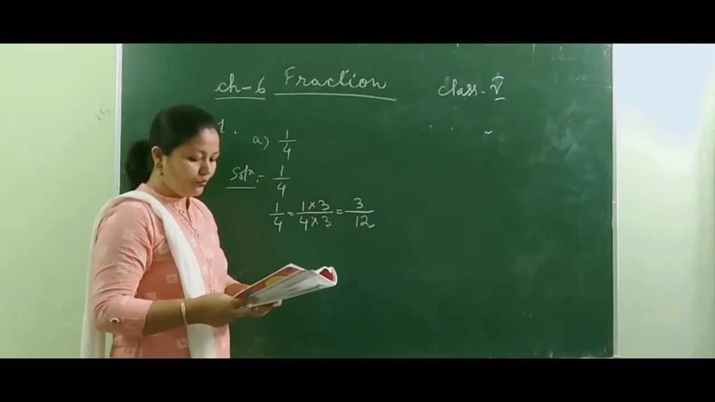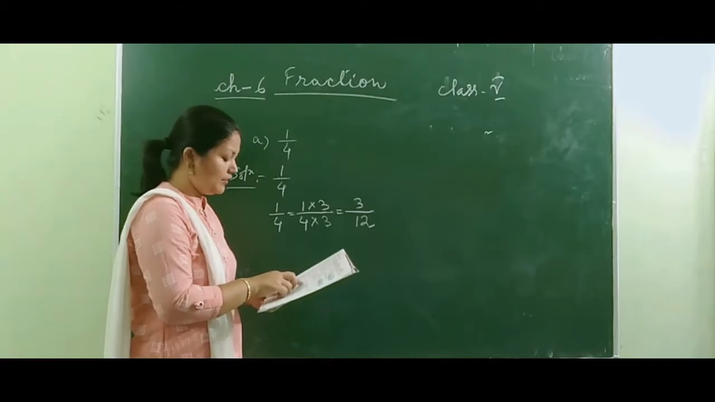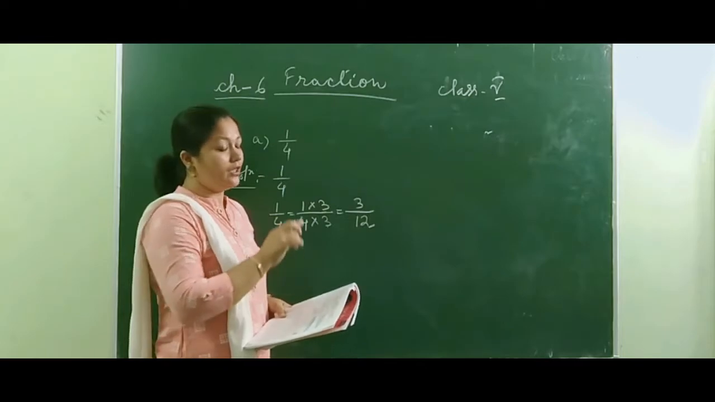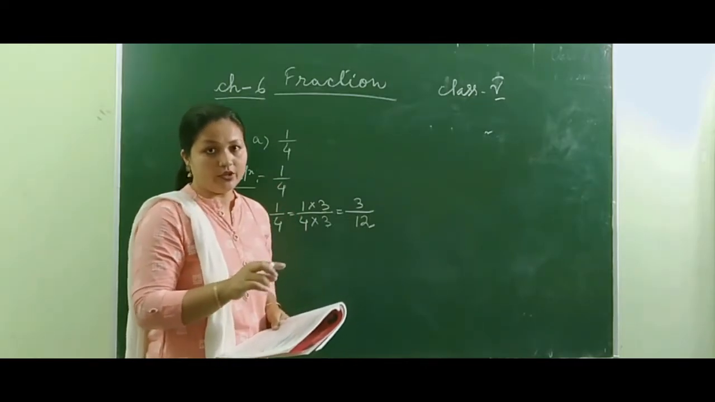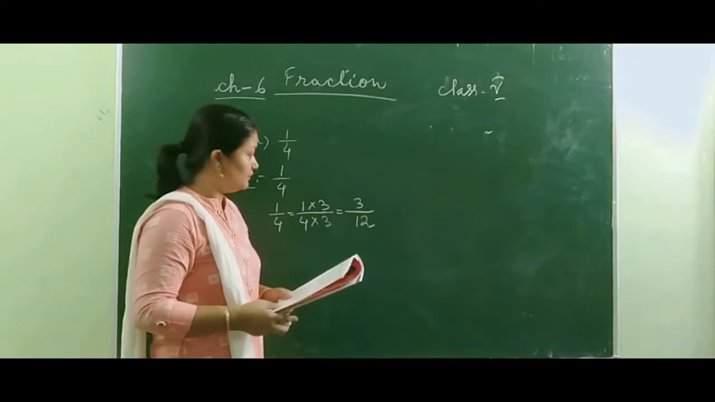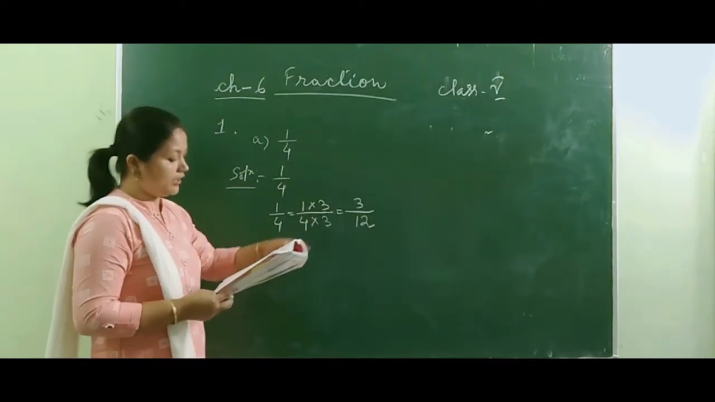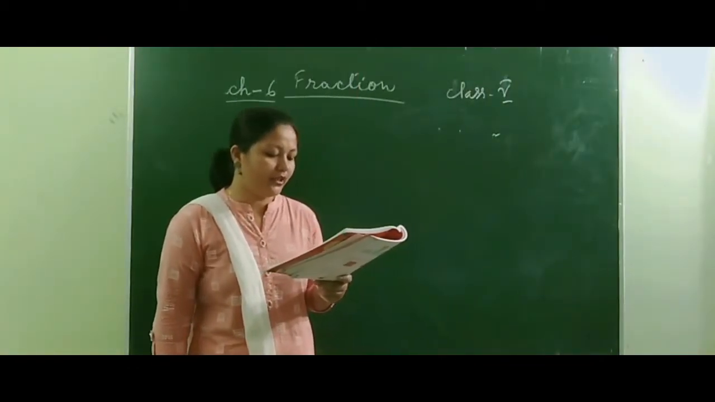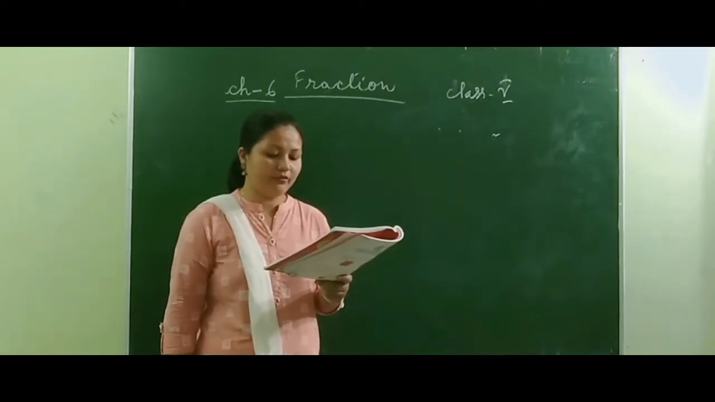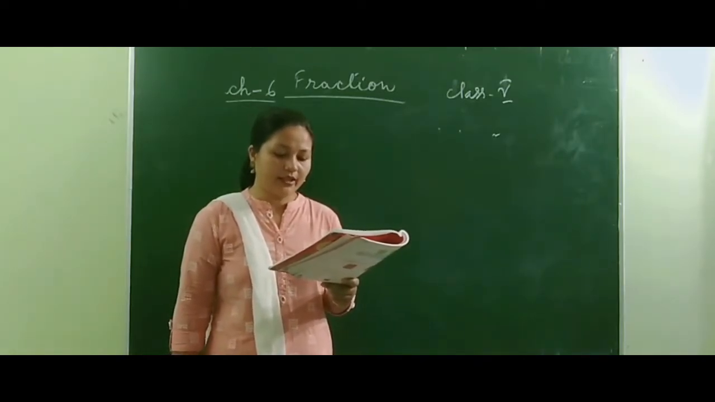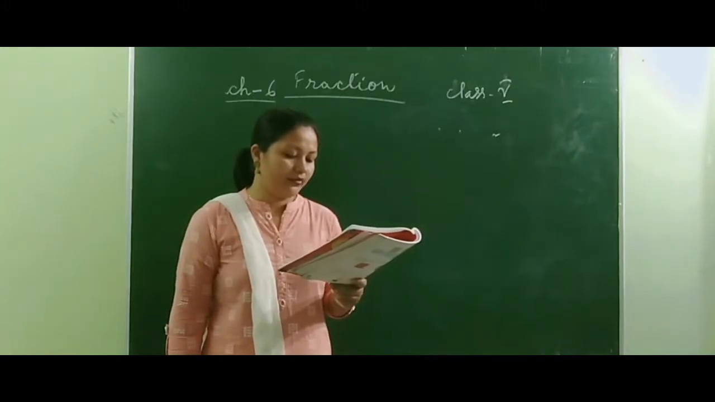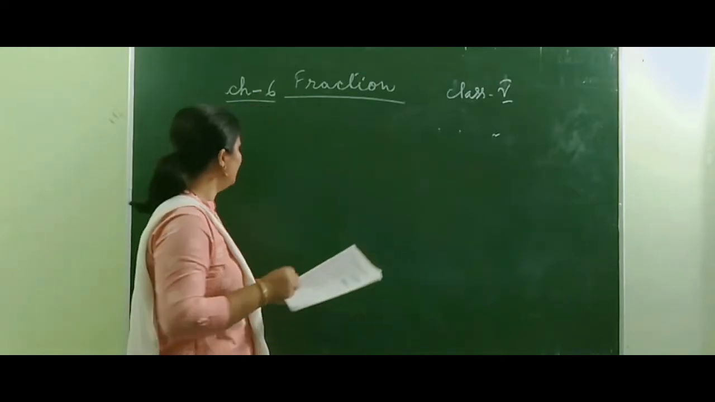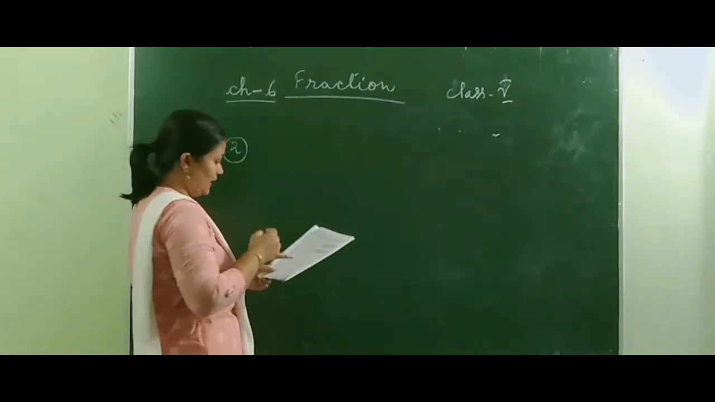So 3 by 12 is the equivalent fraction of 1 by 4. Okay, same like this, you can do the remaining ones with all the questions. You can see question number b, 3 by 5. With 3 by 5, you have to multiply 3 with the numerator and 3 with the denominator also. So I did one for you, the remaining ones you do yourself. Now we will do question number 2. Multiply the numerator and denominator by 2, 3 and 4 in each of these to get a set of equivalent fractions. The first one has been done for you, but then also I'll show you one.